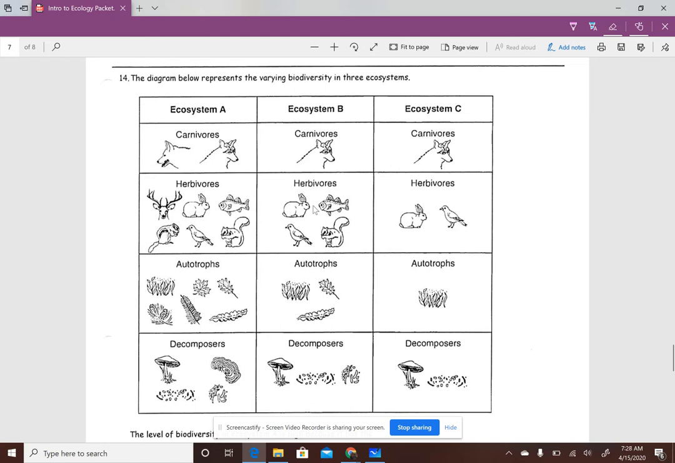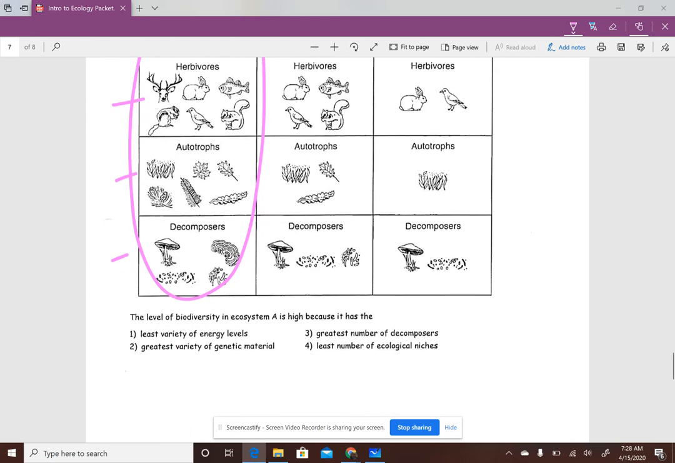If you take a look at each stage, we have stage 1, we have stage 2. So here's 1, 2, 3, and 4. In ecosystem 1, we are constantly having more organisms in each stage. So if we take a look at that, the level of biodiversity in ecosystem A is high because of what? It's high because it has more organisms.